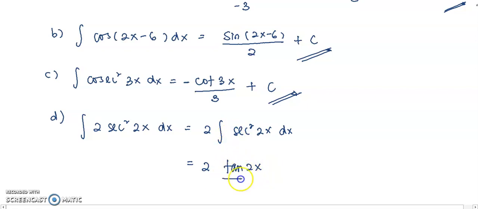Then you can divide this by the 2. According to the formula, every time when you integrate a function, if the power here is not 1x, you need to divide by the a, the value of the a, which is 2 for this case, then plus constant c. Simplify the 2, you get tangent 2x plus c.